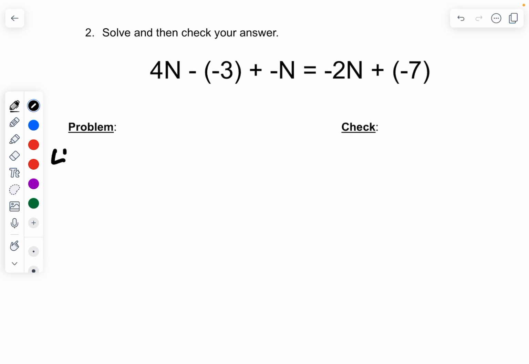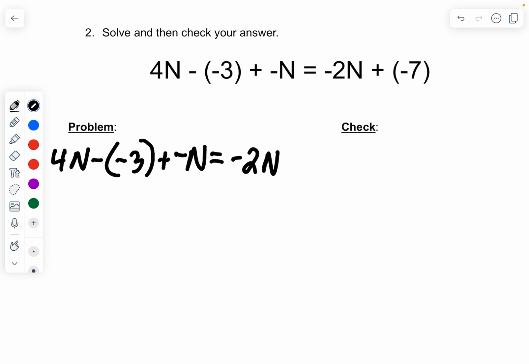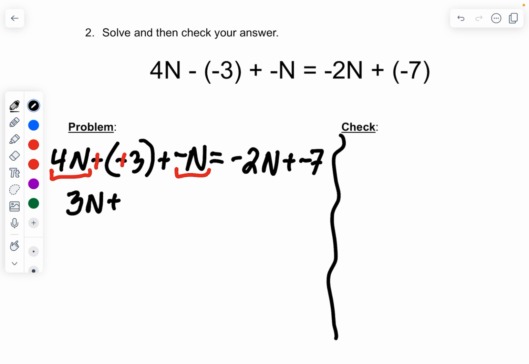Again, I'm going to take the original problem. In this one, I think what I'm going to do before I combine is I'm going to do a chop here, just because I think it's going to make it easier when I combine like terms. Notice I have a 4n here and I have a minus n here. So I end up with 3n plus 3 equals negative 2n plus a negative 7.